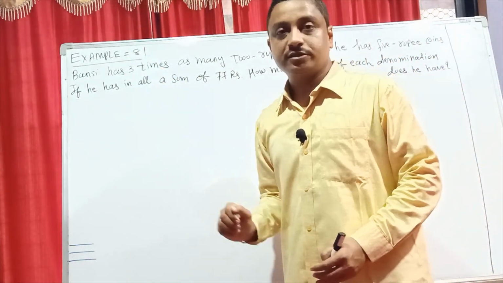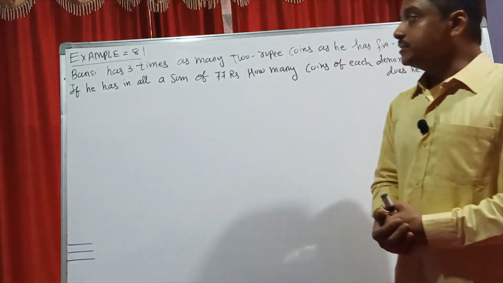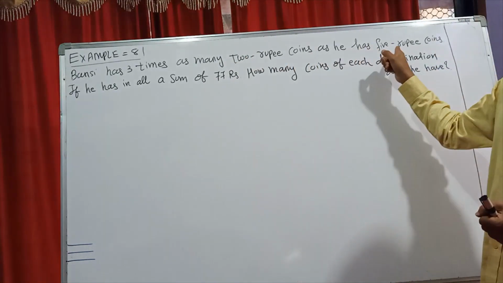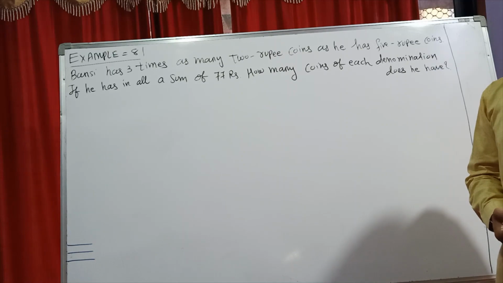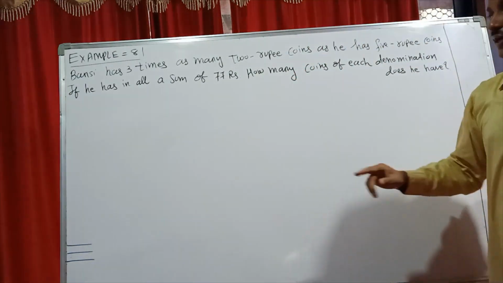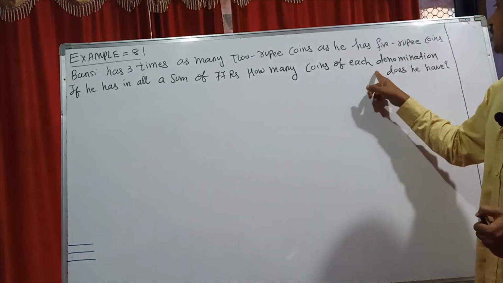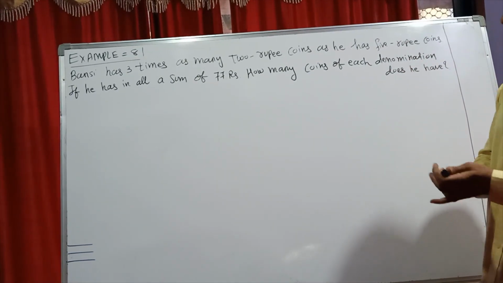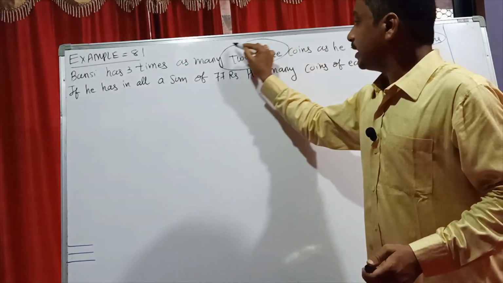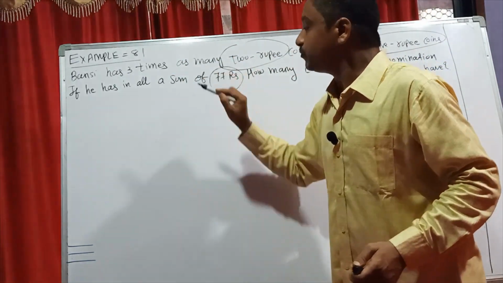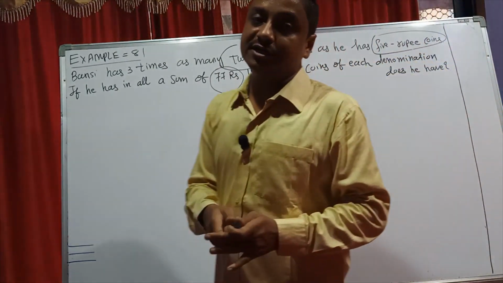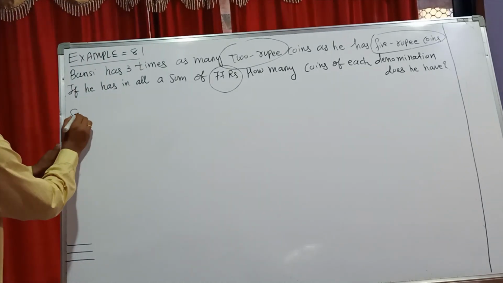Example number 8. See the question first. Bansi has 3 times as many 2 rupees coins as he has 5 rupees coins. Students, I'm saying he has a total sum of 77 rupees. How many coins of each denomination does he have? So very easy. 5 rupees coins and 2 rupees coins and the total sum, first of all keep it in mind. And for 5 rupees coins I just assume that it is x.